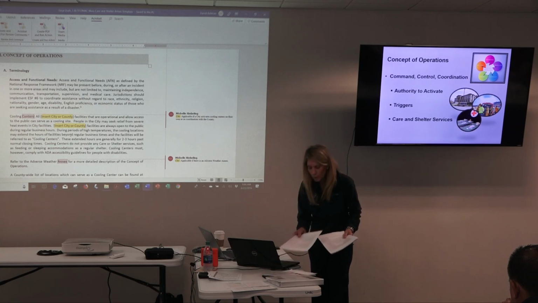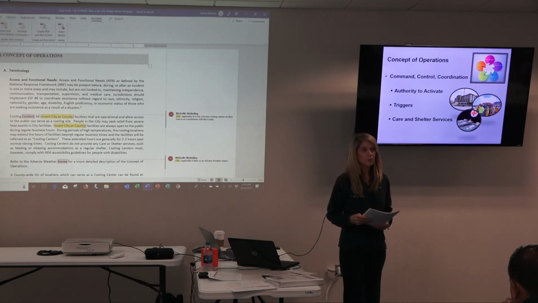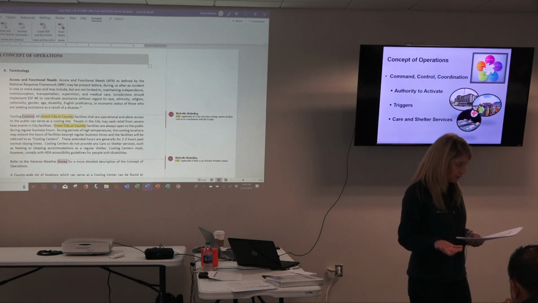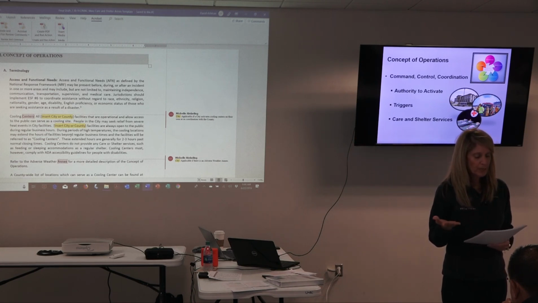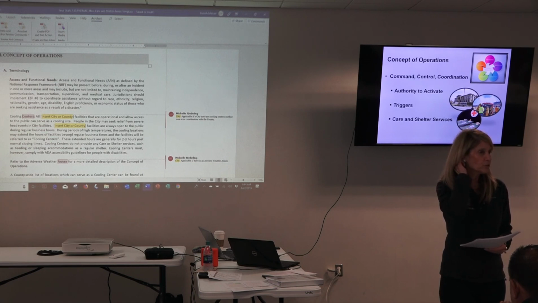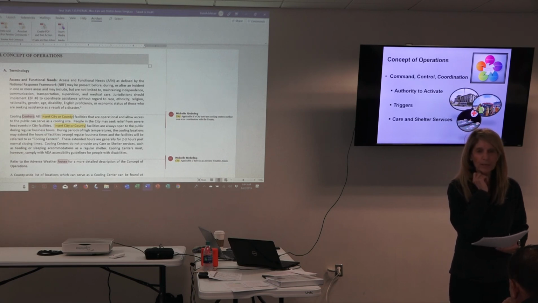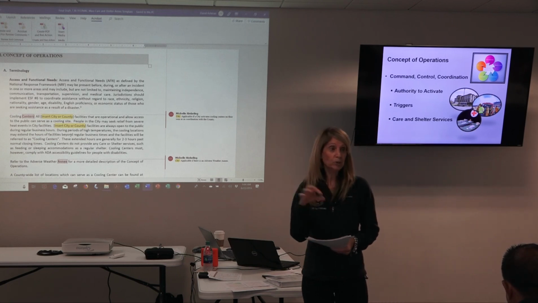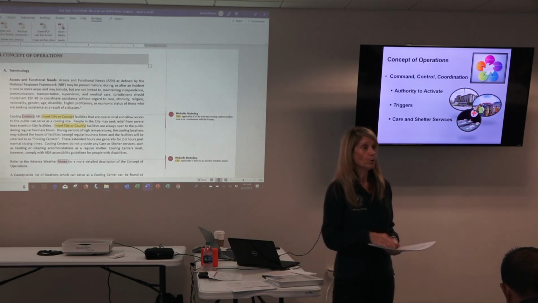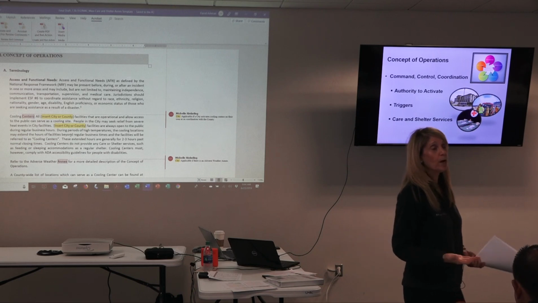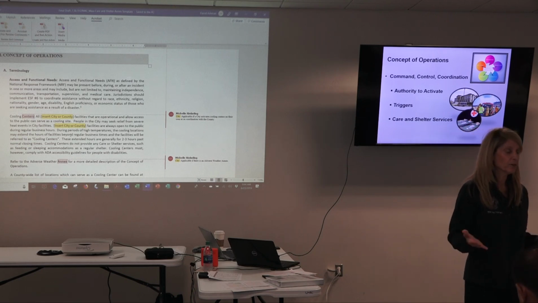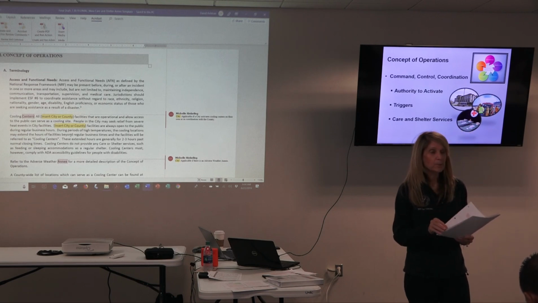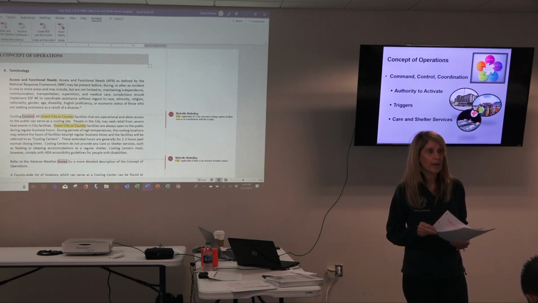The first thing that we're going to want to do is really brief our reader on some terminology. If you look at the first section A under concept of operations, it's really just a list of terms that it's a good thing for the reader to understand. When we talk about care and shelter operations, it's a good idea that they understand what that means. So we talk about access and functional needs, disability, and it defines those out.